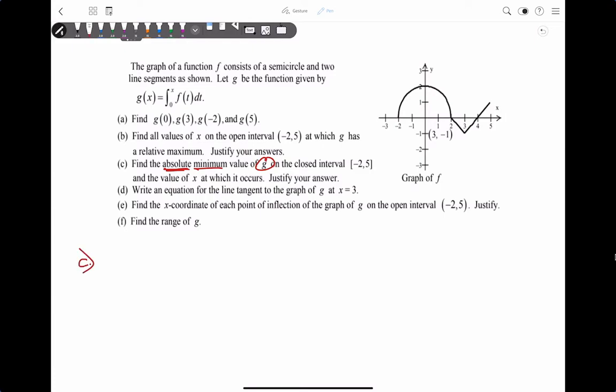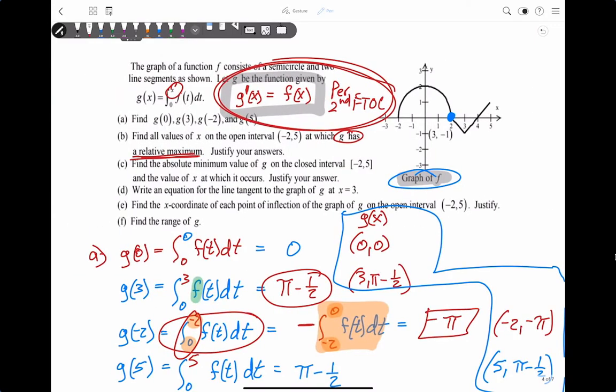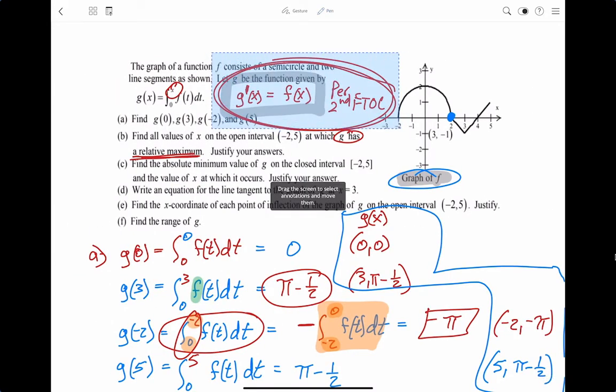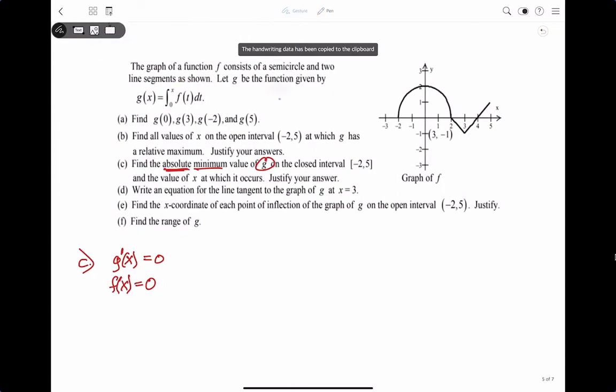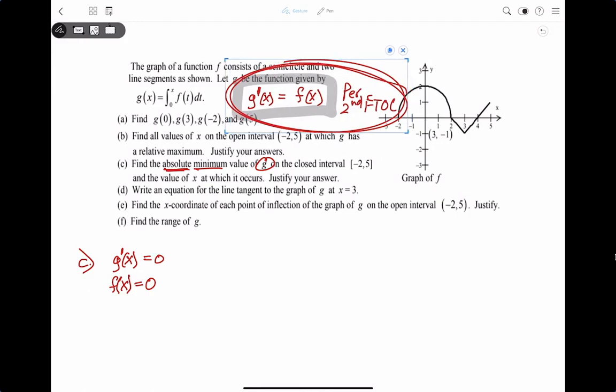For g, if I had just one critical point when g prime of x is equal to 0, just one, then I could use the first derivative test. But g prime of x equal to 0 is the same as f of x equal to 0, again per this second fundamental theorem that I'm going to bring over to this next slide. Okay, let's put that right there.